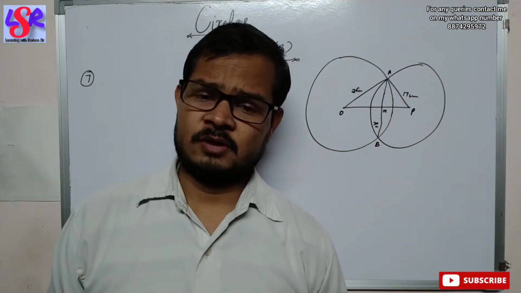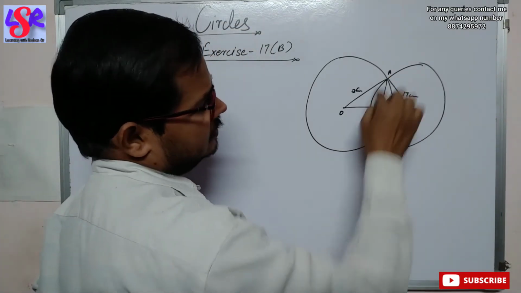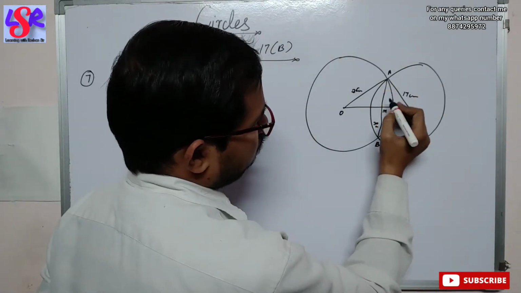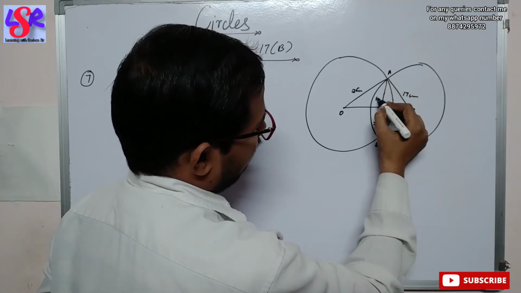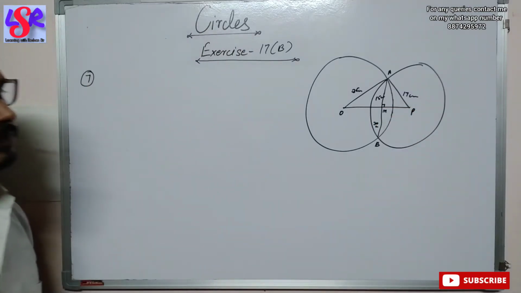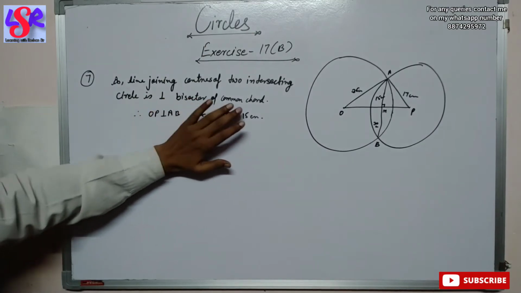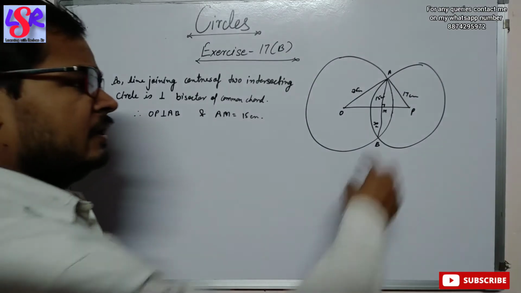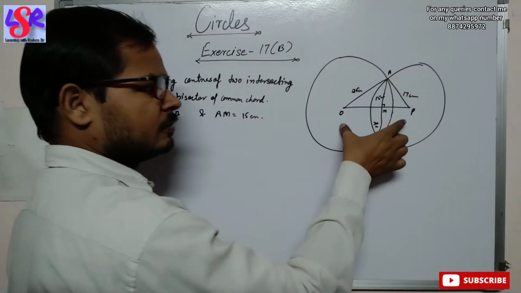Before we start the question, I would like to tell you one thing: the line joining the two centers is the perpendicular bisector of the common chord. This means if the length of AB is 30 centimeter, then AM equals BM, and this will be 15 centimeter, and there will be a 90 degree angle here as well. So here, as the line joining the centers of the two intersecting circles is the perpendicular bisector of the common chord, therefore OP is perpendicular to AB and AM is 15 centimeter. Now we have to find the distance OP.